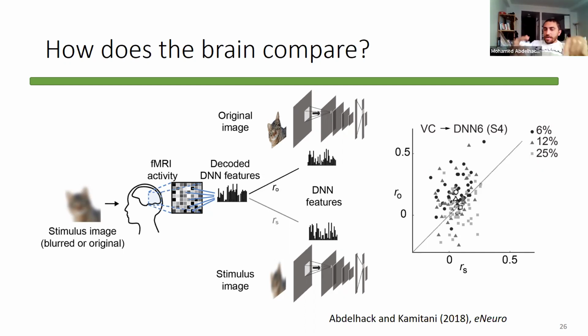One thing is if we pass the same blurred image to the neural network, how does it compare? That's what's called RS, and it's represented here on this x-axis. And the input to the neural network was the original image, the non-blurred image. That's seen here as the RO, the similarity between the features of the same image that is presented to the subject and the features of the original, non-blurred image. And the interesting part is that we find that for many different images with different blur levels, the human brain was actually showing more similarity to the original image and not the same image that is being shown.